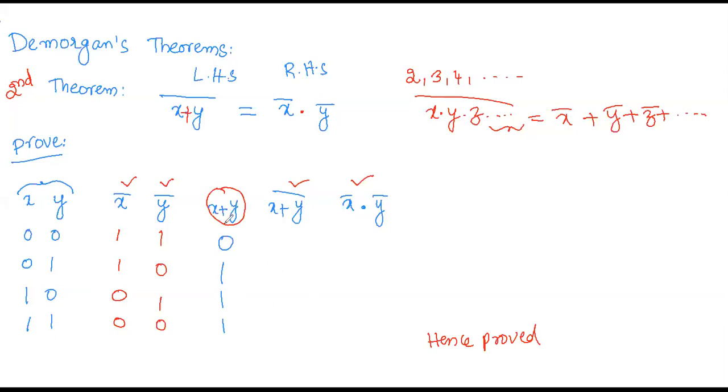Okay, x plus y is one variable. The complement of this variable is nothing but writing the opposite values. If it is 0, you have to write 1. If it is 1, you have to write 0.